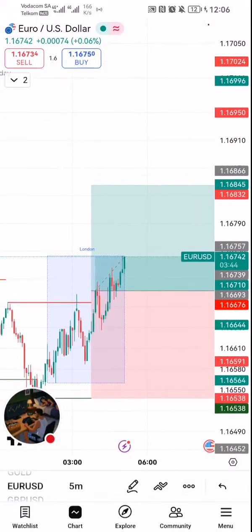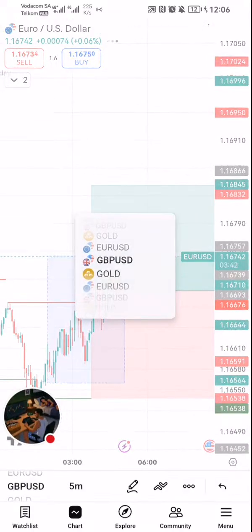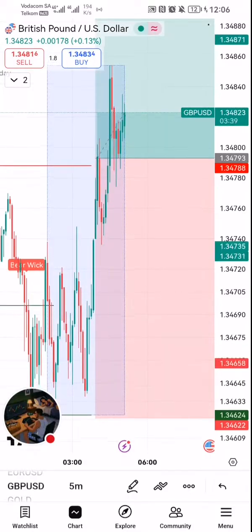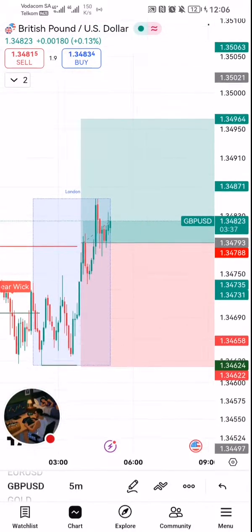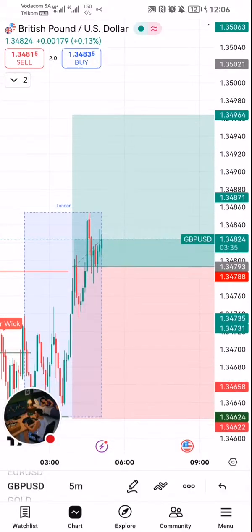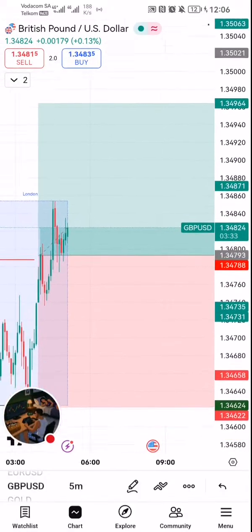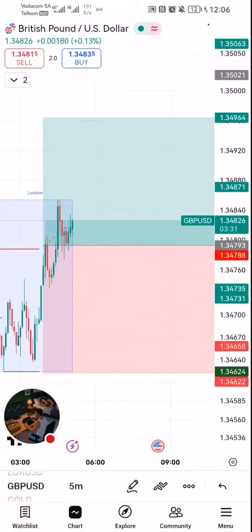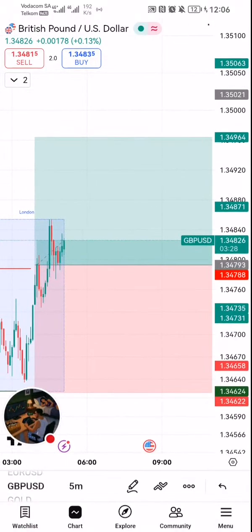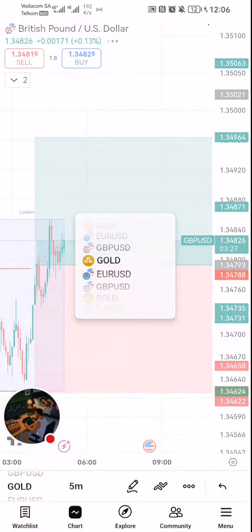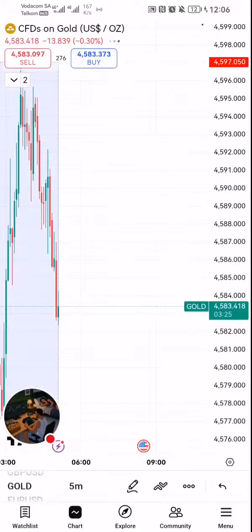EURUSD, you can see we are in profits. I think GBPUSD is in profits also. Yeah, there we go. As you can see, these are the setups we are working with for today. While we are waiting on gold, let me show you gold charts right now.